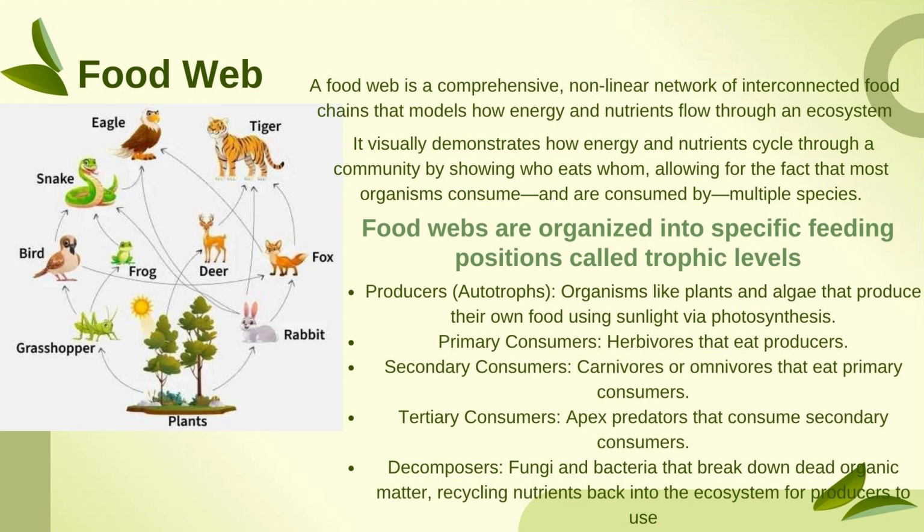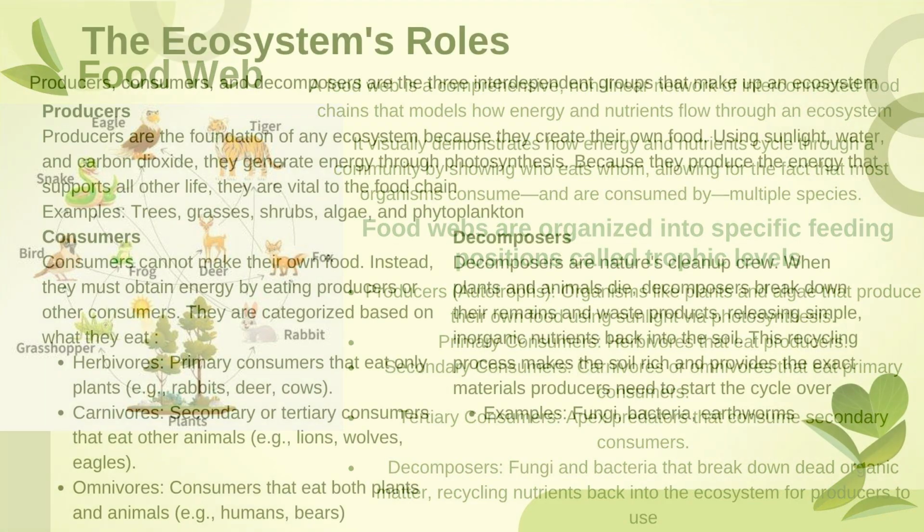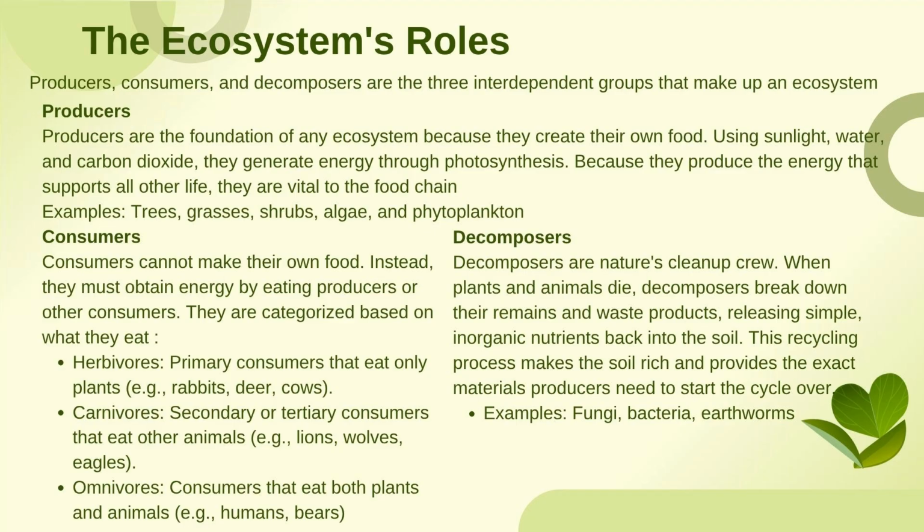So food webs are organized into specific feeding positions called trophic levels. We have already gone through these trophic levels in the food chain. The same applies here also. Coming to the roles of these producers, consumers and decomposers, these are the three independent groups that make up an ecosystem.